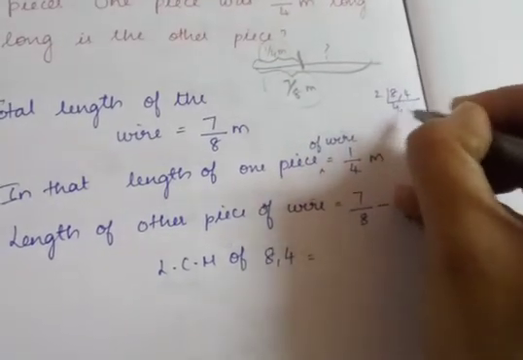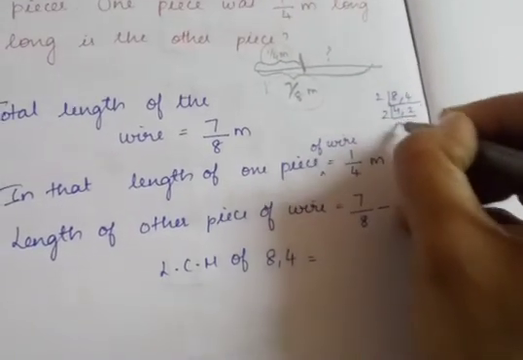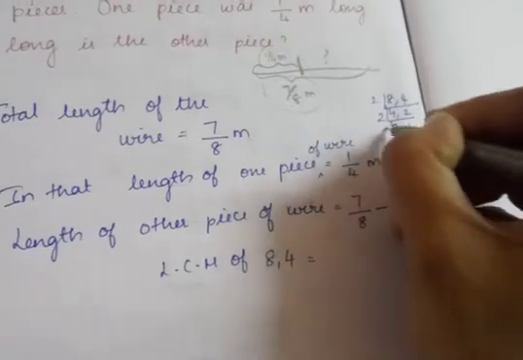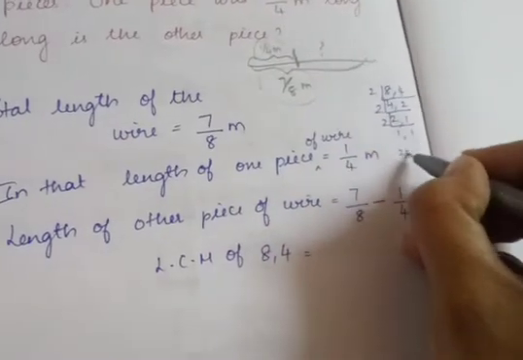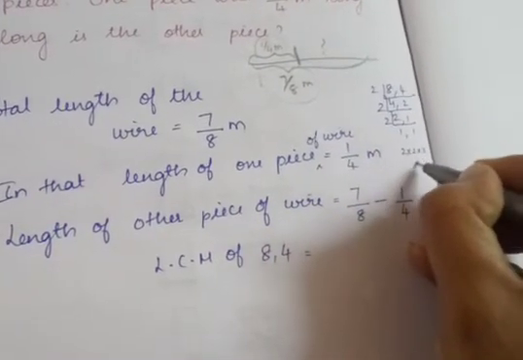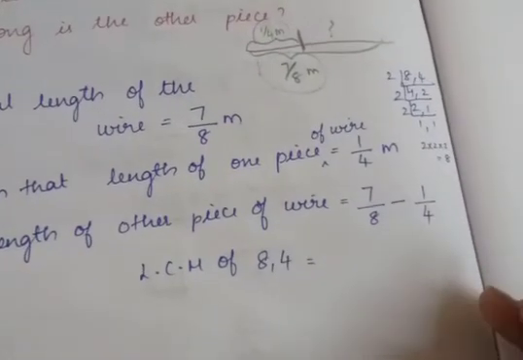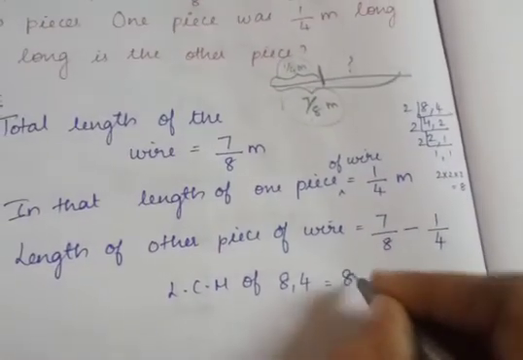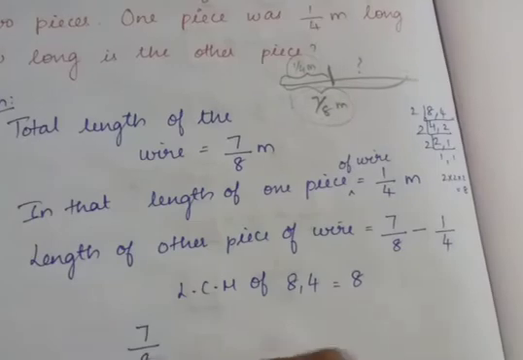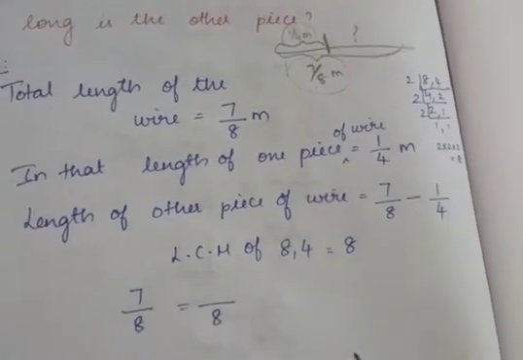Into table, 2 4s are 8, 2 2s are 4. 2 table, 2 2s are 4, 2 1s are 2, then 2 table. Okay. So 2 into 2 into 2, 2 2s are 4, 4 2s are 8. So what is the LCM you are getting? 8.